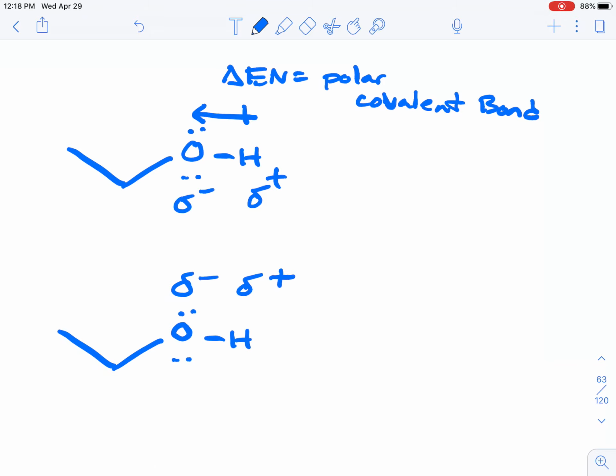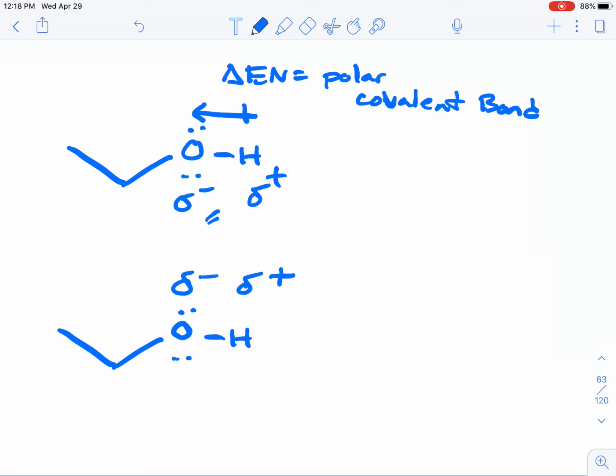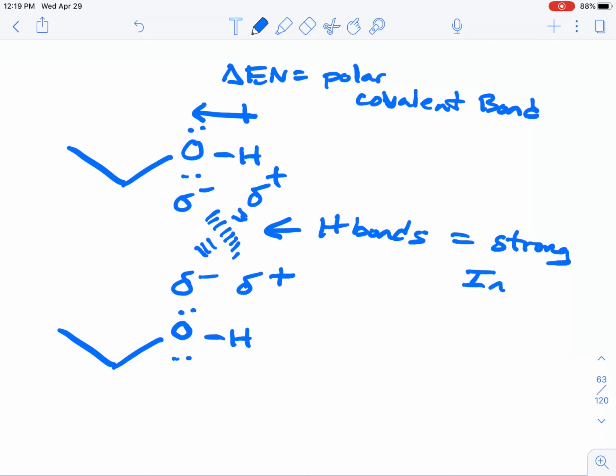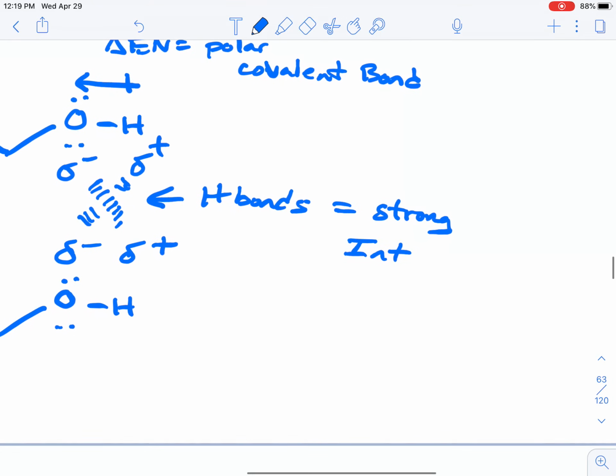And so when these two molecules interact, so we have negative interacting with a positive, the negative here interacting with a positive there, these interactions are known as hydrogen bonds. And hydrogen bonds are very strong bonds. Or, well, not strong bonds, they're very strong interactions. So the word bonds in hydrogen bonds is kind of misleading. It's not an actual physical covalent bond. It's more of an attraction.